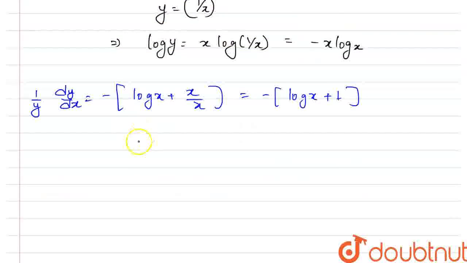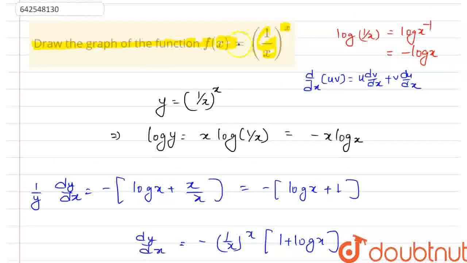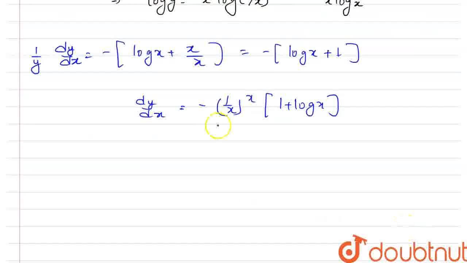So we got the value of dy by dx as minus, in place of y we will write 1 by x to the power x, so 1 by x to the power x, and here we have 1 plus log x. Now let us analyze our dy by dx. Note that the value of the function f(x) was equal to 1 by x to the power x. So we can say that the domain of this function f(x) will be all x greater than 0, and for all x greater than 0, this will never be negative and it will always be greater than 0. Now let us equate dy by dx equal to 0. So only this can be equal to 0.